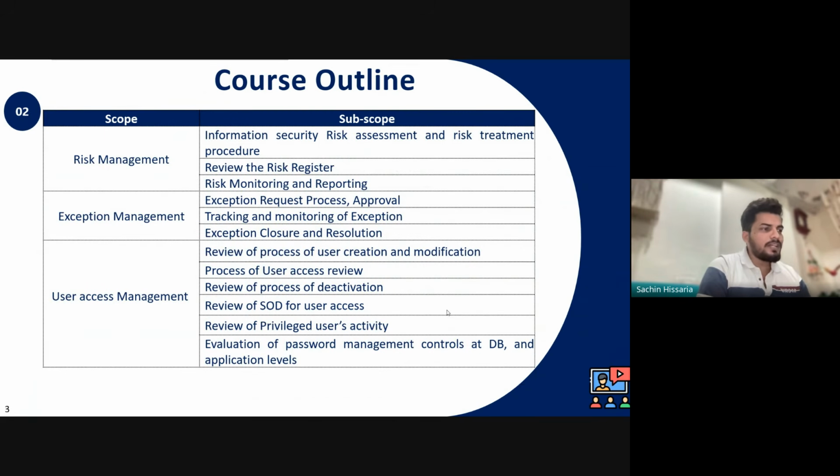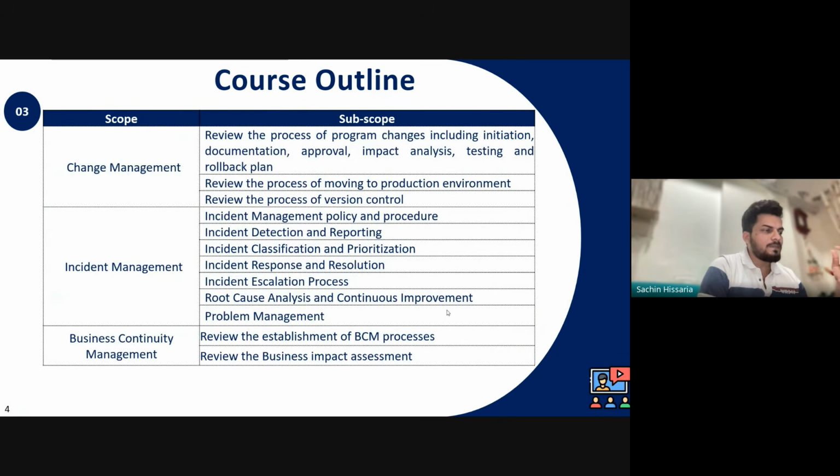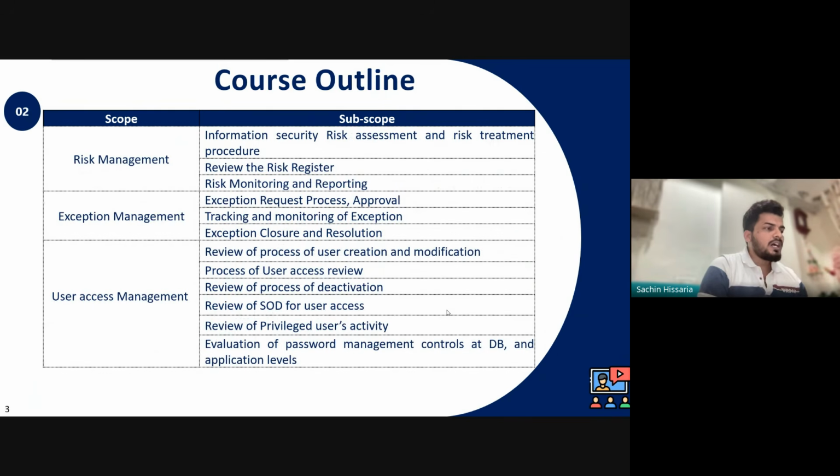Then risk management, the entire process of risk management from start to end, and how to review the risk register, how you pose the relevant questions to the organization in order to check whether the risk management process exists or not. Then we discuss exception management. We also discuss user access management.